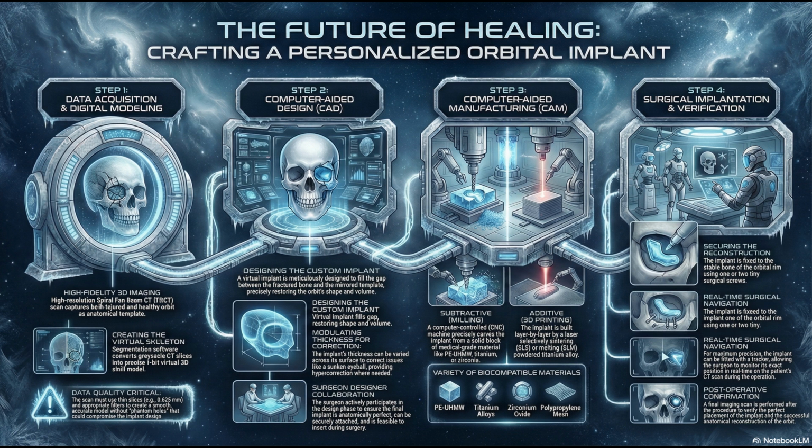All right, well, let's start with that digital foundation then. The technical requirements for just getting the data are incredibly strict. You can't just use a standard trauma CT you'd get from the ER. We're talking about needing high-resolution spiral fan beam computer tomography, FBCT, with extremely thin, non-overlapping slices. Think 1 millimeter or even better, 0.625 millimeters.